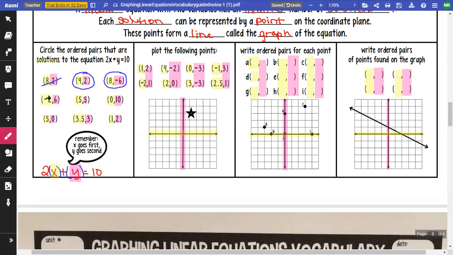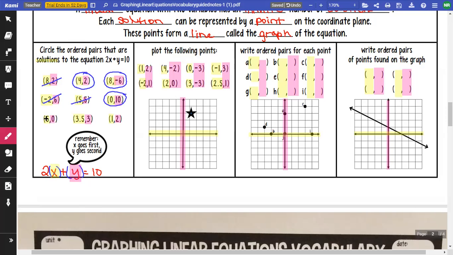2 times negative 2 is negative 4. Negative 4 plus 6 is positive 2. Does not belong. 2 times 5 is 10, plus 5, 15. Does not belong. 2 times 0, anything times 0, 0, plus 10 equals 10. Good.